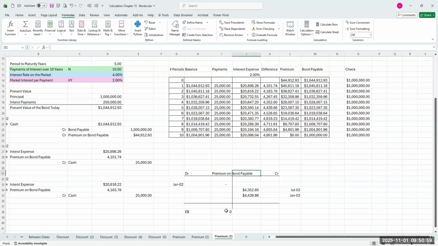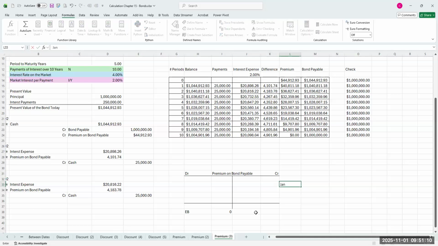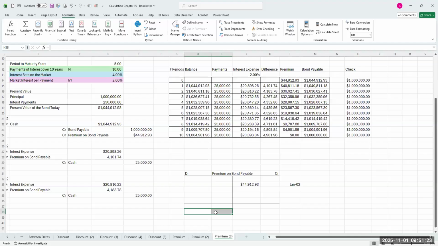And that premium is not going to start with a debit balance, it's going to start with a credit balance. On January 2nd, in this case, we're going to create the beginning balance as a credit. That's how we're creating this credit balance. And over the life of the bonds, we have to bring this ending balance down to 0.